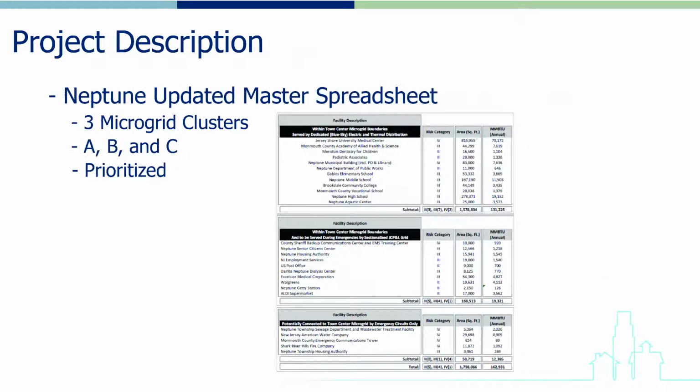The updated master spreadsheet for Neptune depicted on the slide indicates the results of the additional analysis done during the microgrid development plan phase. 3 key clusters were identified as A, B, and C, and they were prioritized in terms of their level of feasibility and criticality. Let's look at each of these 3 clusters and their accompanying maps in a bit more detail.